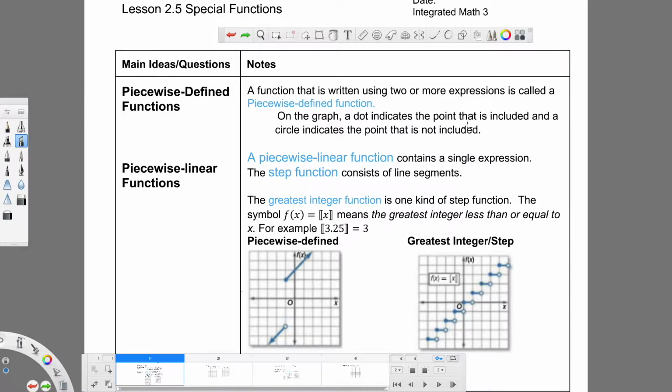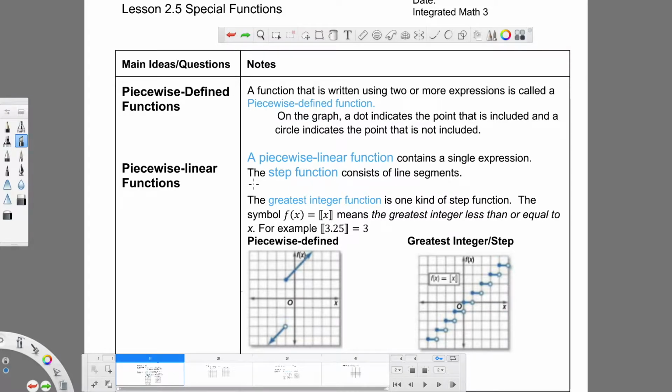A piecewise linear function contains a single expression. The step function consists of line segments. So here's a step function down here. We can see it. This is a piecewise defined function. So a piecewise defined function is kind of where we have more than one expression or function, and they kind of have limits. That's the idea. So it pieces itself together. So piecewise, hopefully that kind of makes sense why we call it that.